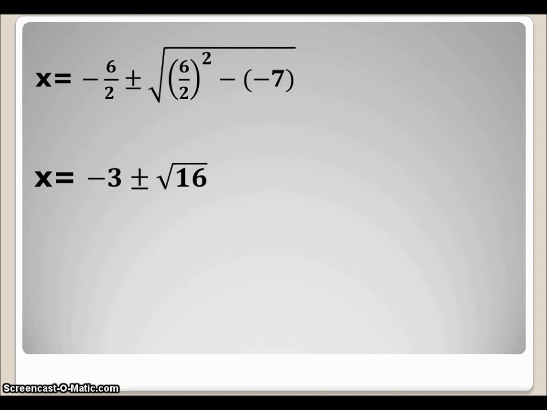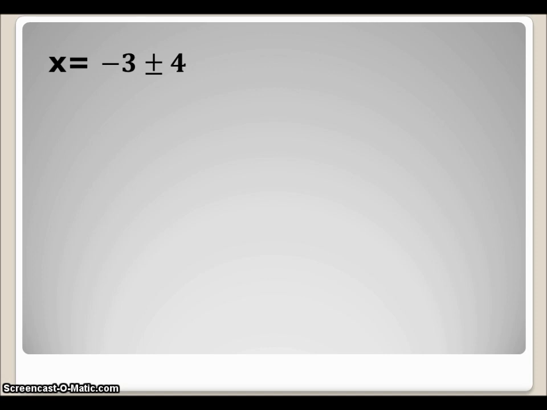Now we are almost finished. We got negative 3 plus or minus the square root of 16, which is plus or minus 4. Don't ever forget that when you take the square root of a positive number, you get two roots. Finally, the last step is very easy.